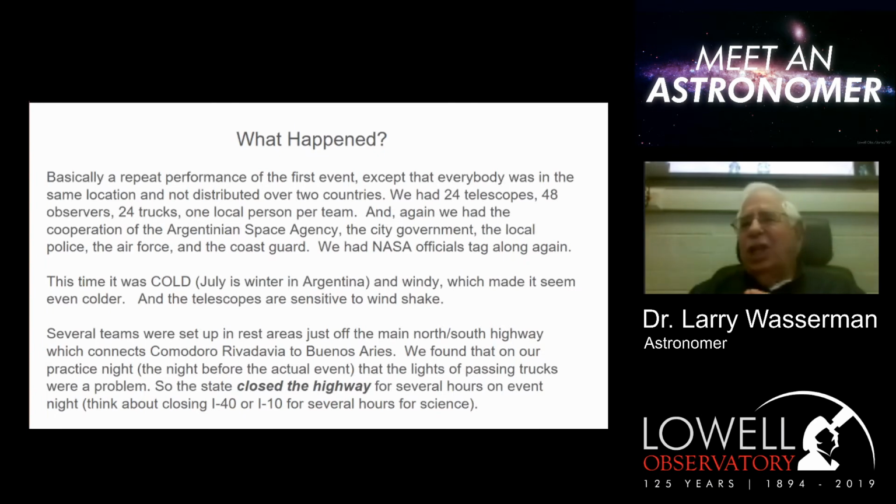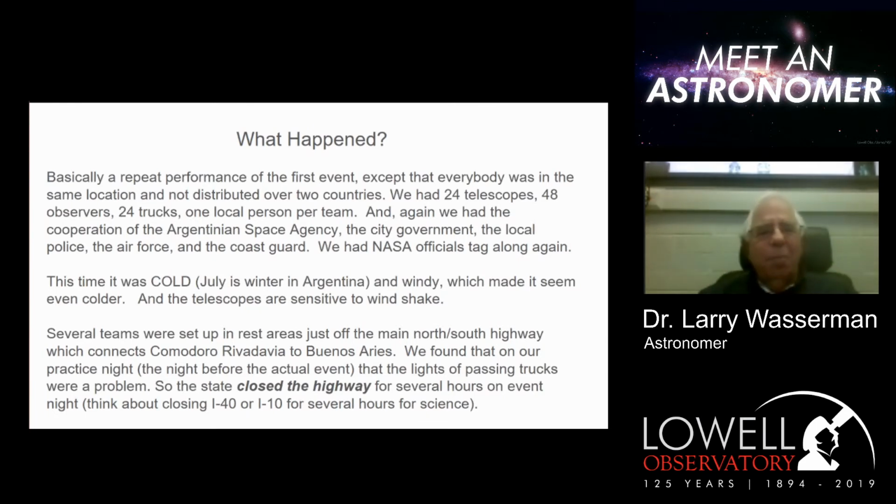This time it was chilly. Winter in Argentina is July, and the area there is windy, which made it seem even colder. And the telescopes are sensitive to wind shakes, so this could be a problem. Several teams, including the one I was with, were set up in rest areas just off the main north-south highway, which connects Comodoro Rivadavia to Buenos Aires. These are big rest areas. They were maybe quarter mile long and 400 feet deep.